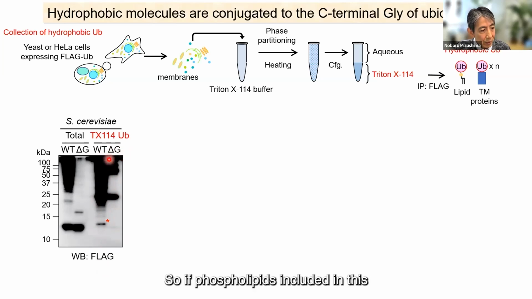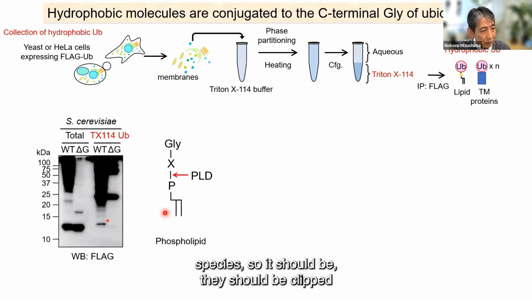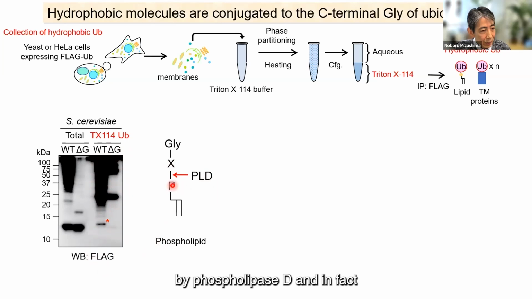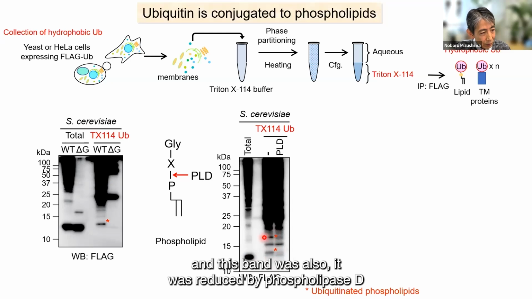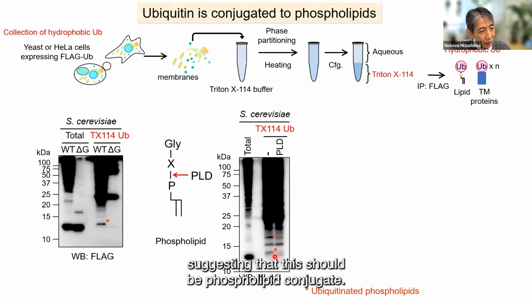So if phospholipids are included in these species, they should be cleaved by phospholipase D. And in fact, this slightly larger ubiquitin band was reduced after PLD treatment, and it shifted downwards a little bit to the original position. This band was reduced by phospholipase D, suggesting that these should be phospholipid conjugates.